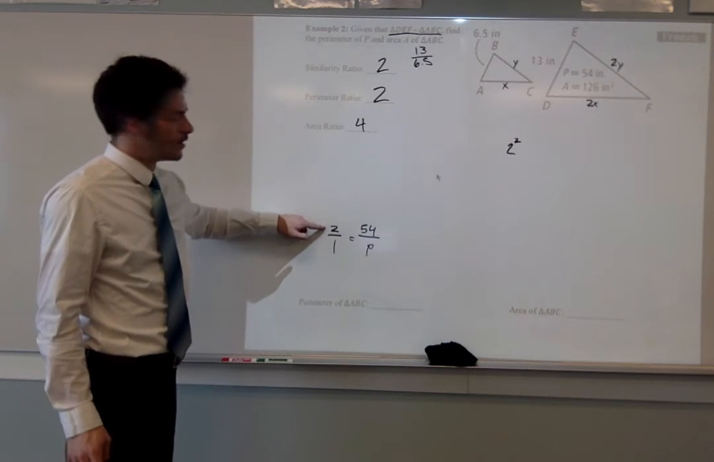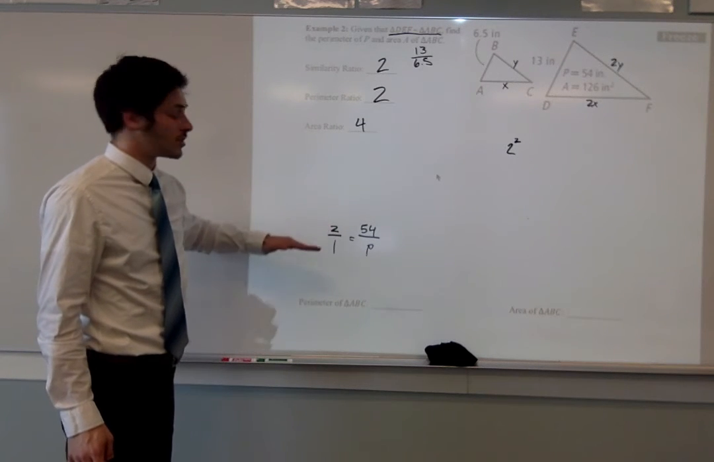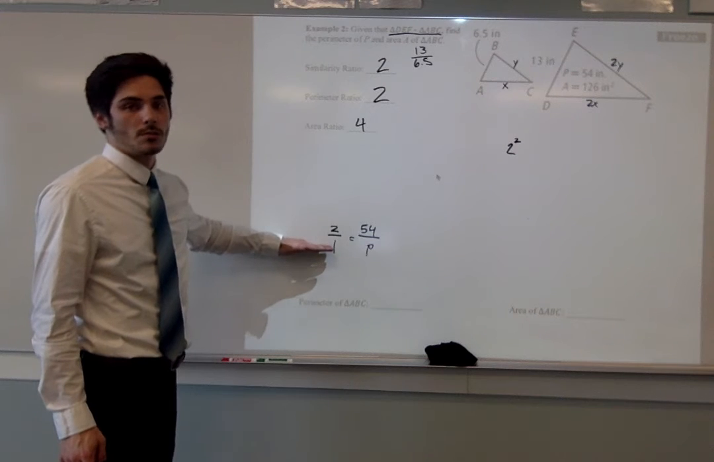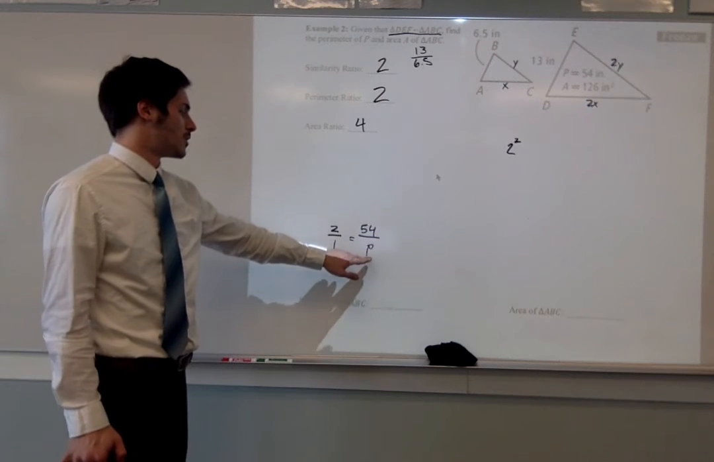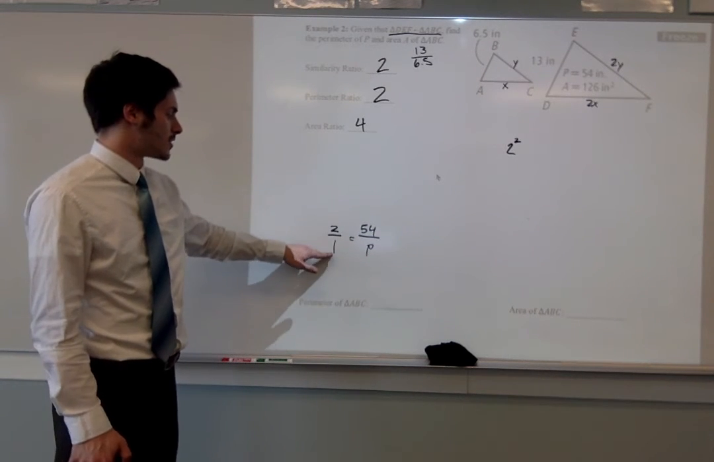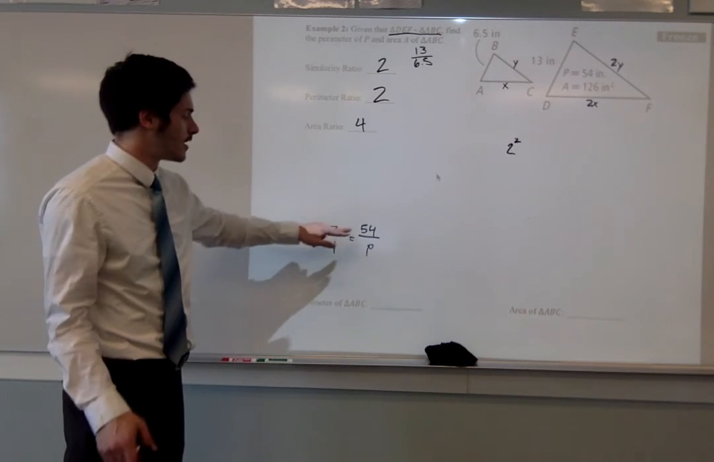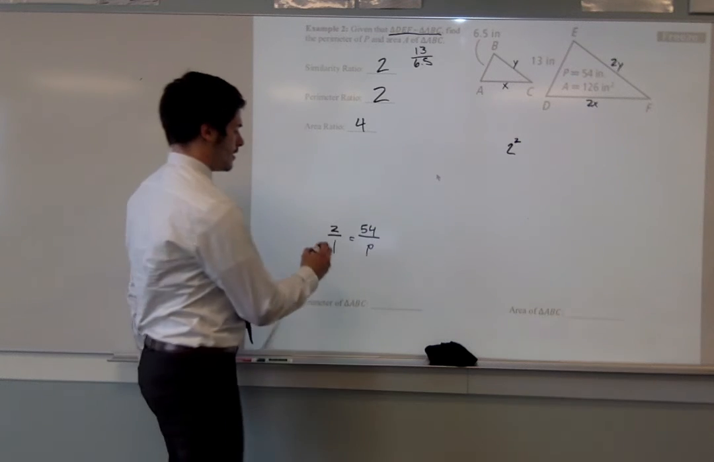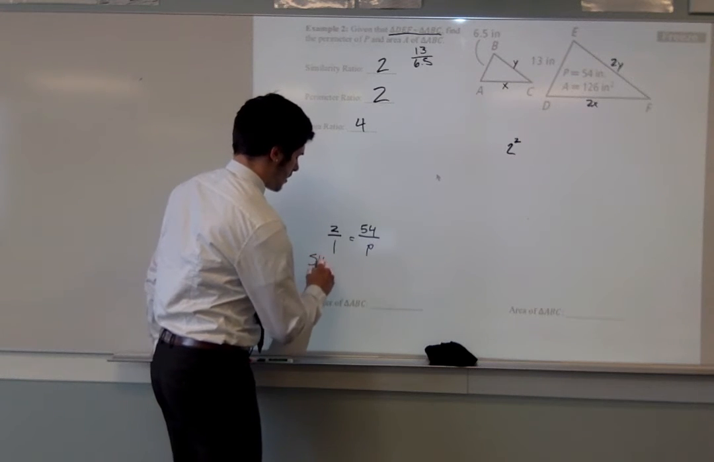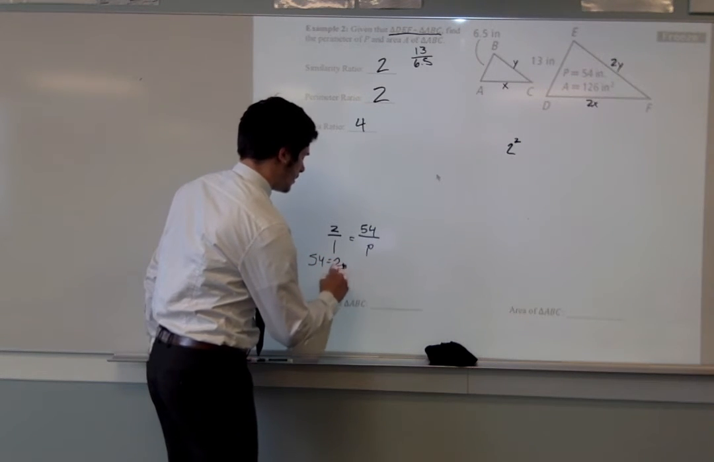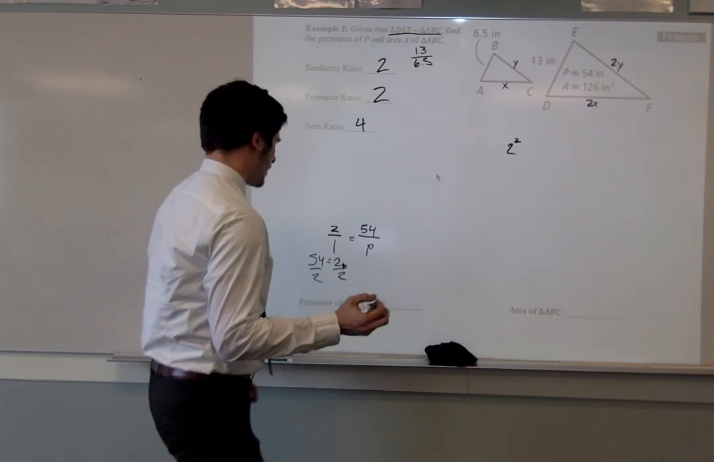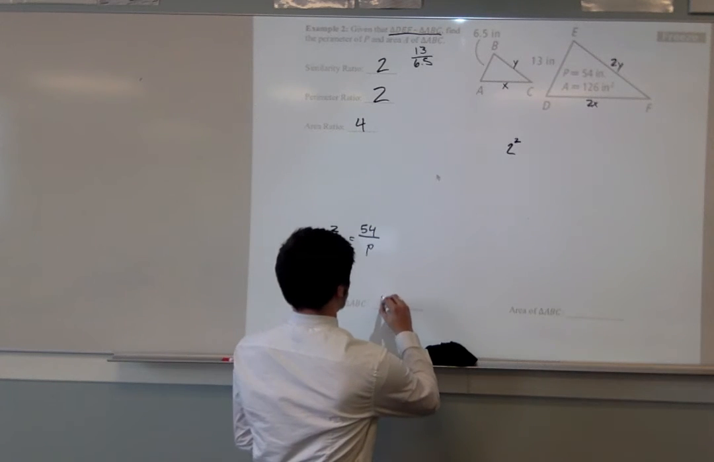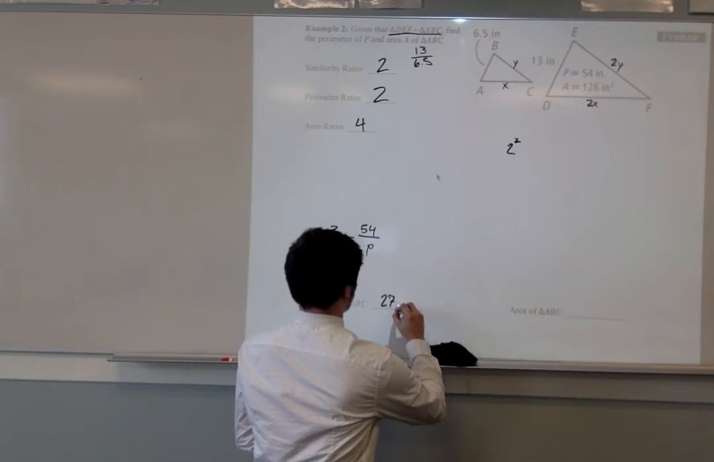So this upper row is going to be the big triangle, and this lower row is going to be the small triangle. This is going to be the perimeter for the small triangle, and this is the scale factor, like I said, and this is the perimeter for the big triangle. So we'll cross multiply, and we'll get 54 equals 2p, divide both sides by 2, and our perimeter of ABC is equal to 27 inches.